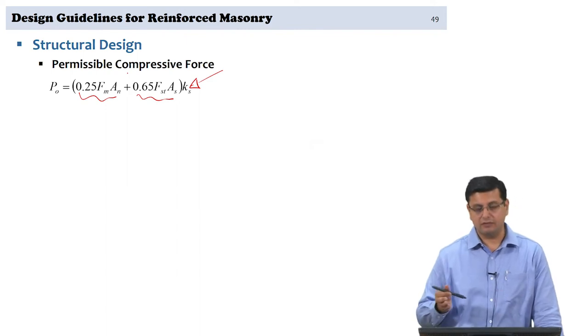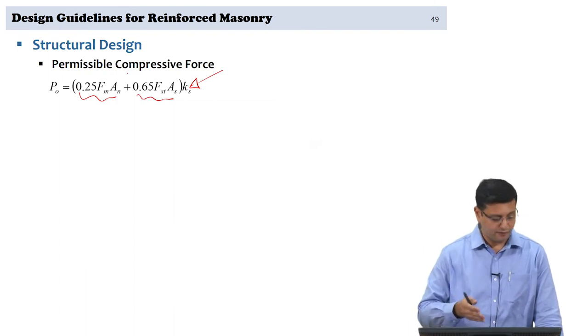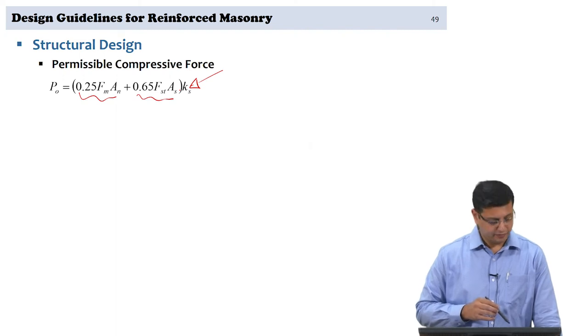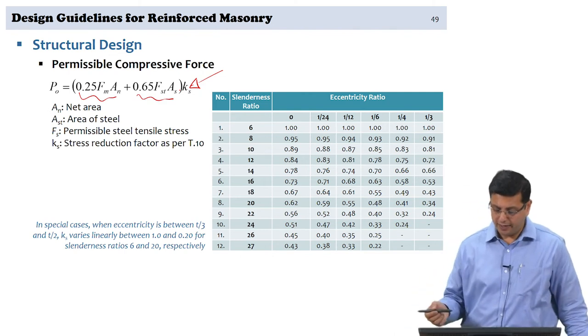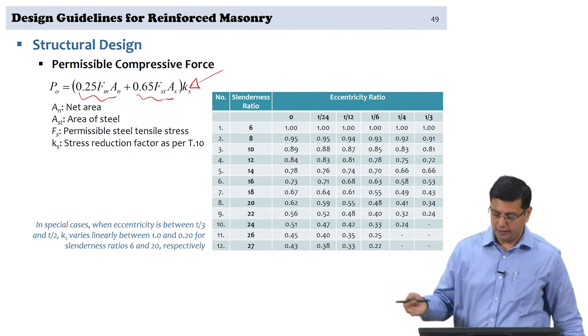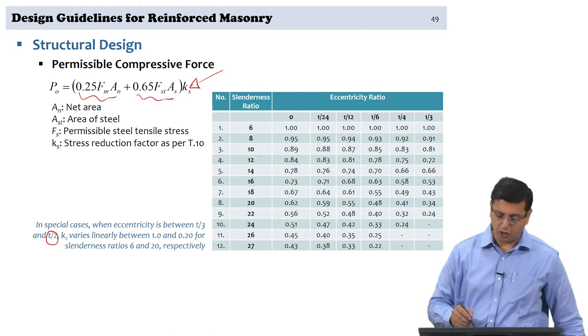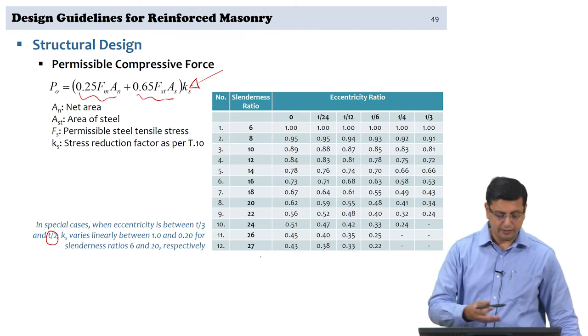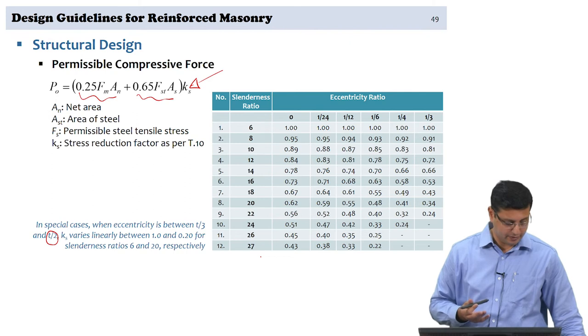The second part of the expression brings in the permissible compressive force that the steel can take, which is 0.65 FST, where FST is the permissible stress in the steel, and AS is the area of cross section of the steel itself. You will have to look at the same set of stress reduction factors that we used earlier for the unreinforced masonry design. It is the same table where you look at the eccentricity ratio, varying between no eccentricity to an eccentricity of 1/3 or even 1/4, 1/2, and then different slenderness ratios going all the way from 6 to 27. This will help us estimate the permissible compressive force for a given dimension and for a given combination of materials of the composite.